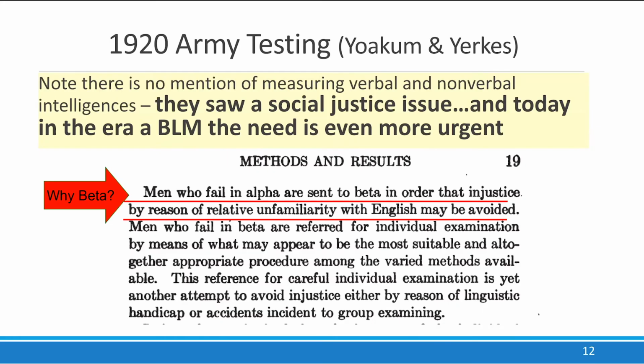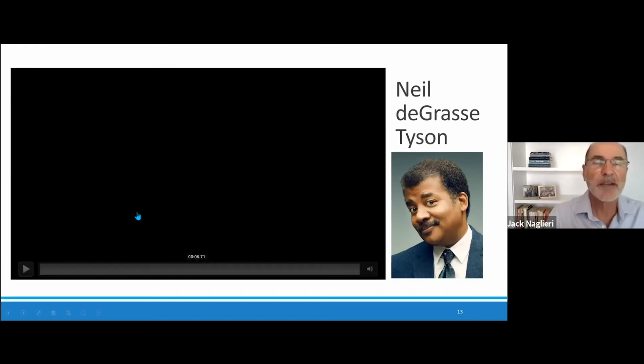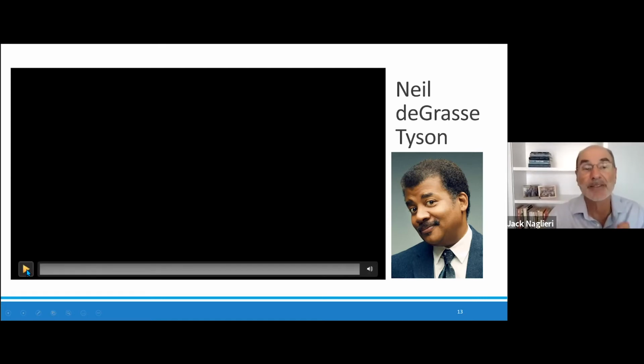And today, more than ever, with Black Lives Matter and our increased awareness of the unfairness in our society in so many ways, I think this is even more urgent than it ever has been. We as school psychologists have to stop trying to figure out how smart somebody is based upon how many words they can solve in a vocabulary test and other tests like that. It's not right. And so I want to play this little video because I think Neil deGrasse Tyson really nails what we're doing right at this very moment.